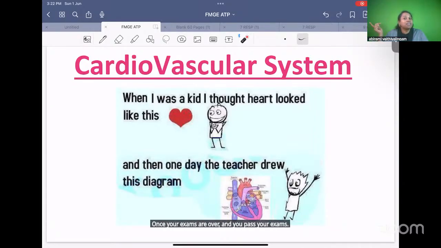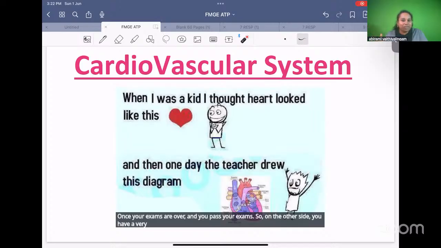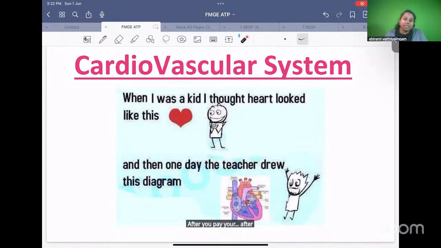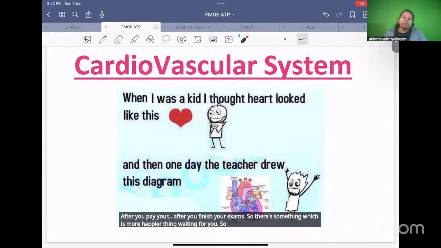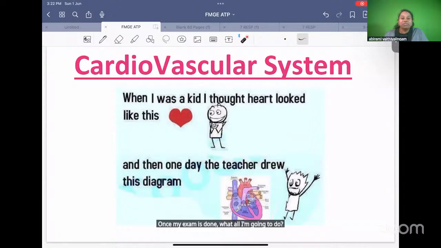So on the other side, you have a very beautiful life waiting for you. It might be a good job, a good PG seat, a beautiful girl or a boy, someone is waiting for you after you finish your exams. There's something happier waiting for you. So whenever you feel demotivated, you think, once my exam is done, what all I'm going to do. If you think of that, that should give you more motivation.